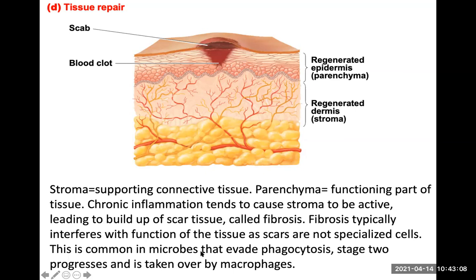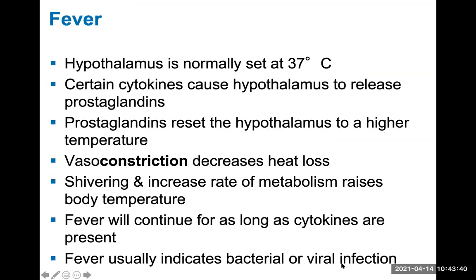And this is especially common with microbes that evade phagocytosis, and that stage 2 just continues to persist and is taken over by macrophages. So chronic inflammation, which is attributed to macrophages, has the potential to build up scar tissue and be very problematic. All right, fever is a systemic response, right? It affects the entire body.